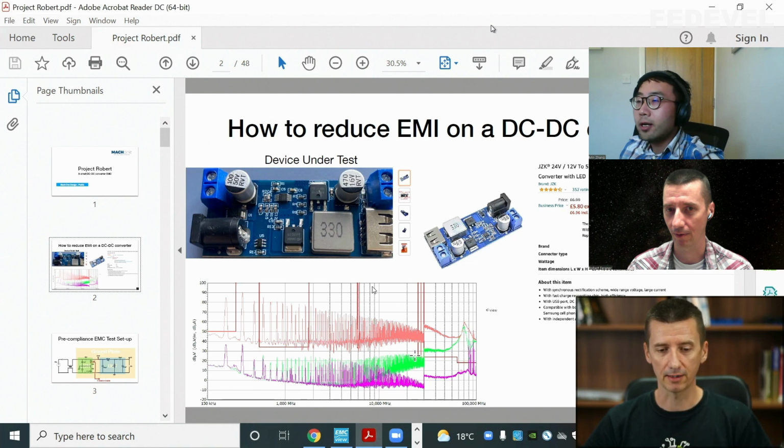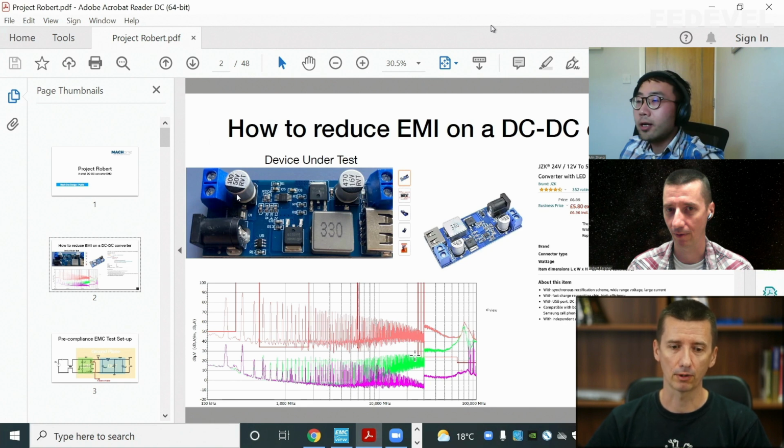The limits are these red lines. And in this video, we are going to make some improvements. After every improvement, we will measure this board again, so you can see what influence every change will make on this board. And we are going to play with capacitance.